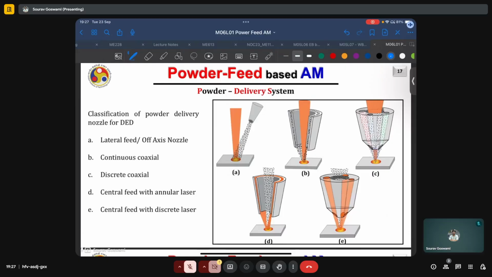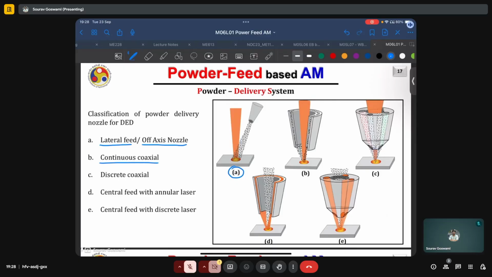The powder delivery nozzle for a directed energy deposition system can be classified into various types as shown here. It can be a lateral feed or off-axis nozzle as shown in figure A, where the powder is being fed from one side and the laser comes from the axial direction. It can be of a continuous coaxial type, where the laser is still coming from the center and the powder is being fed from the sides or from all sides radially in a continuous fashion.